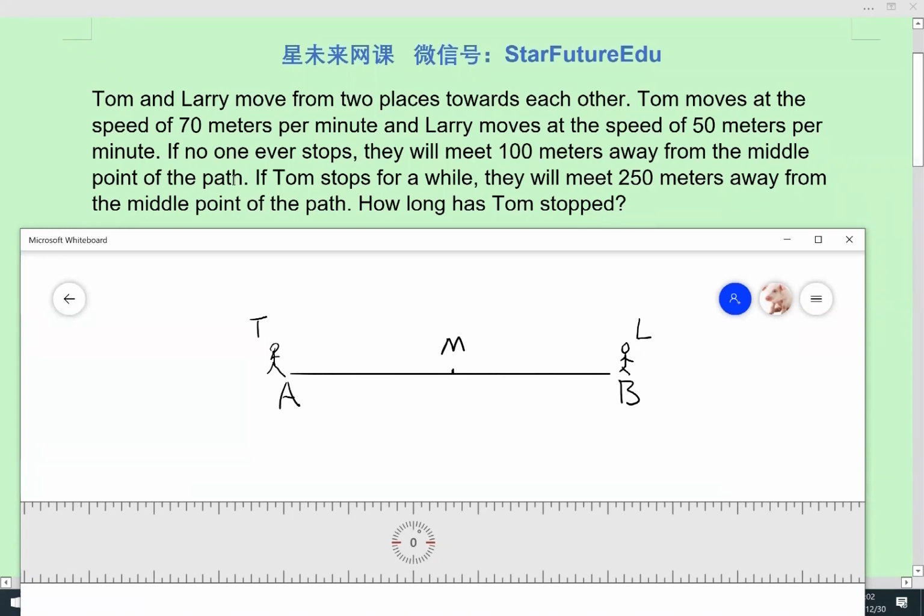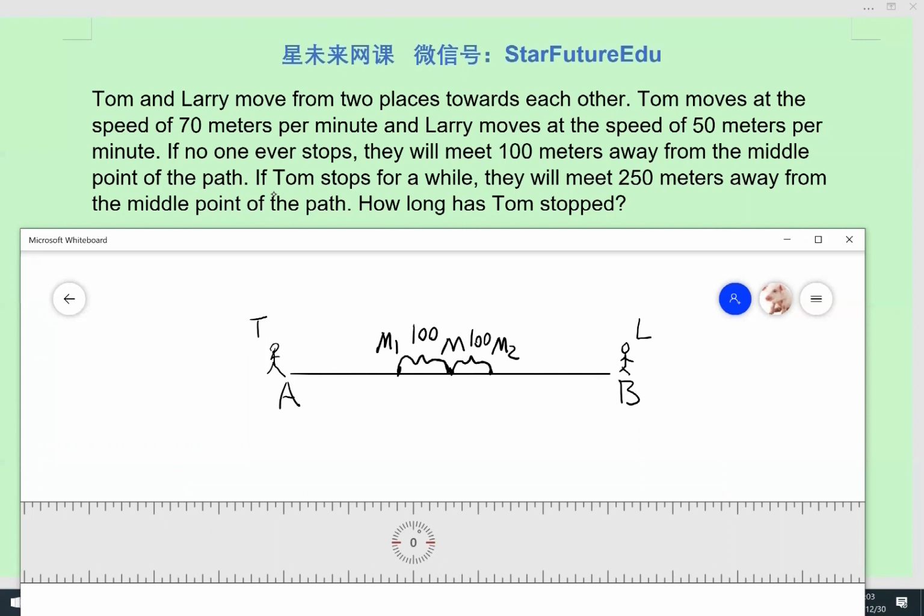However, it doesn't tell us on which side of the middle point they meet, right? So they could meet here. And let's call this point M1. So this is 100 meters away from point M. Or alternatively, they could meet here. Let's call this M2. M2 is also 100 meters away from the middle point M.